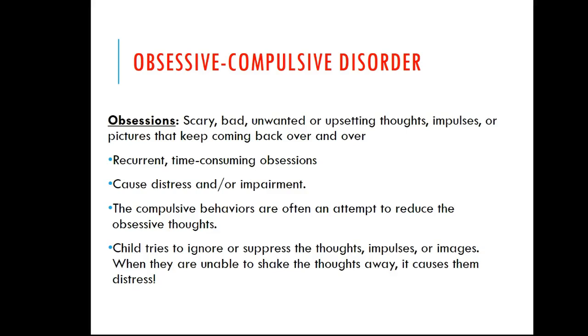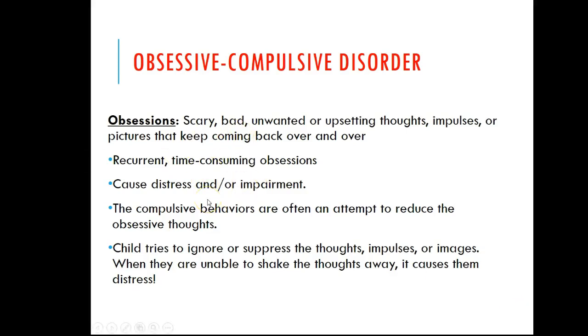The third subcategory of anxiety is obsessive compulsive disorder. It could be a little tricky for you to understand OCD, so I want to divide it into two parts. The first one is to go over what exactly obsessions are, and the second one is what compulsions are. Obsessions are defined as scary, bad, unwanted thoughts, impulses, or pictures that really keep coming back over and over to the child. So they're very recurrent, and they take a lot of time on the child's part because they're upsetting, they cause distress, and if they're recurrent, they can even cause impairment of functioning.